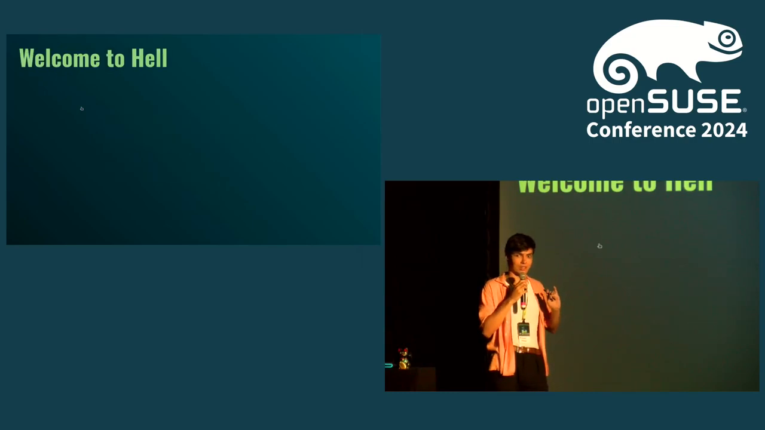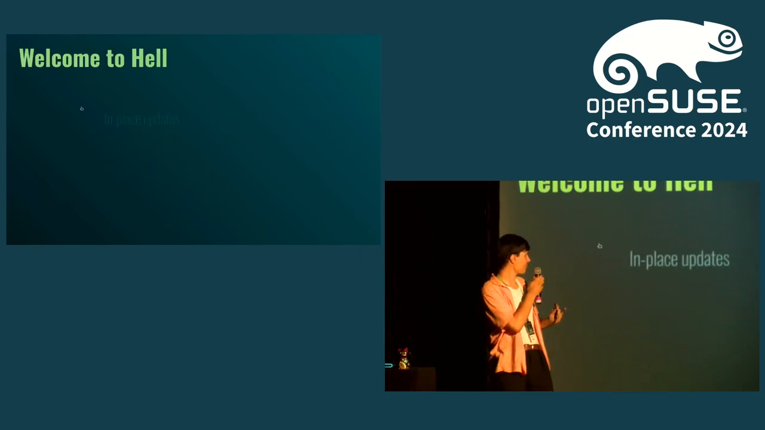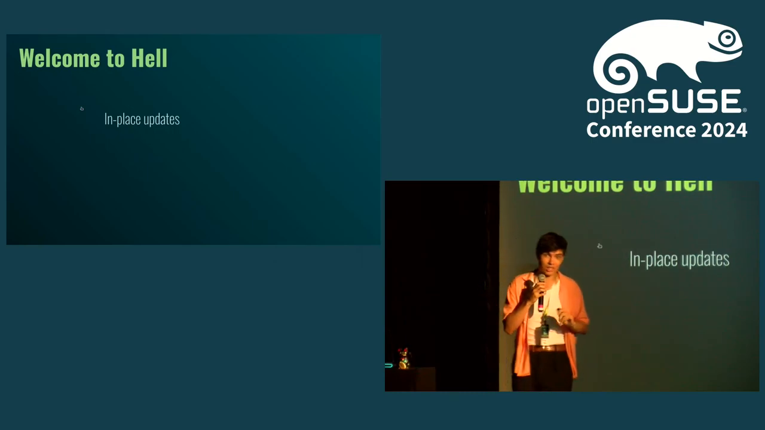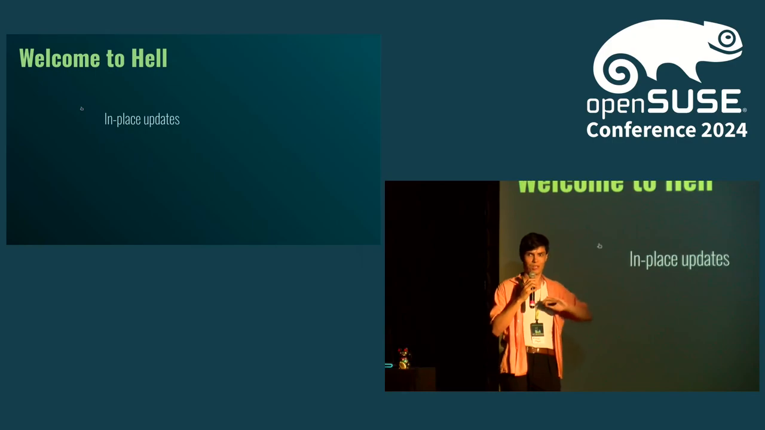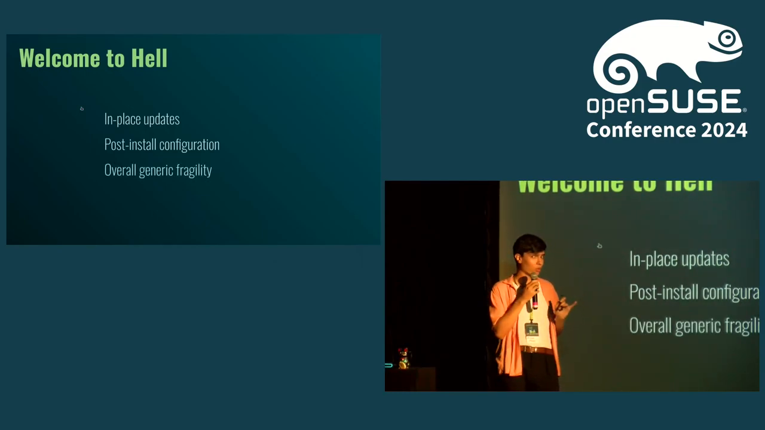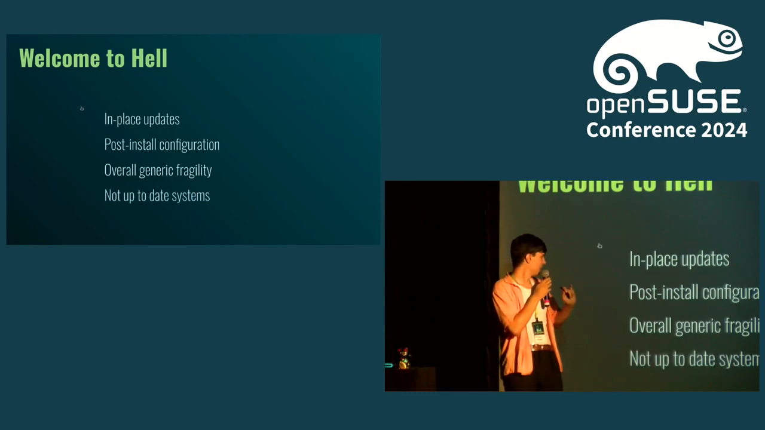And now to the very problematic stuff. In-place updates can break everything, basically. So you have mechanisms already in place just to recover from your broken update. You usually have to do all your configuration after you already created your image. And it's overall very fragile. Because of all of that, people are sometimes afraid to update them. So worst case, you get out-of-date systems with security issues and whatnot.